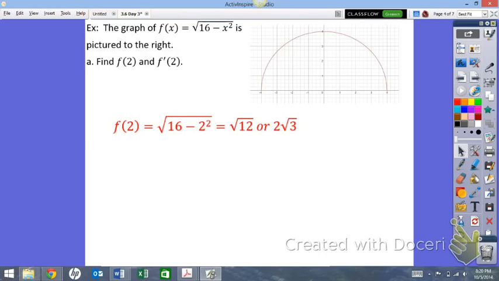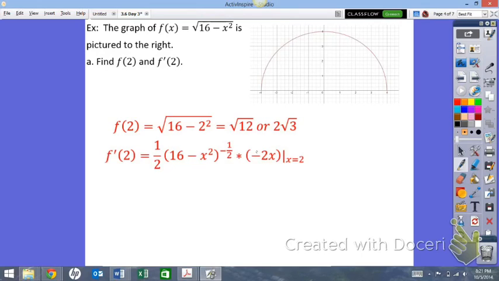And then to find f prime of 2, I'm going to differentiate that. So once again, I want to look at the square root of 16 minus x squared as 16 minus x squared raised to the 1/2. Therefore, the outer function would be stuff to the 1/2, and the inner function is 16 minus x squared. So to find f prime of 2, I'm going to differentiate that outer function. I'll bring the 1/2 down and then subtract 1. So I'm going to then have 1/2 times that inside function to the negative 1/2, and then times the derivative of the inside. The derivative of 16 is 0, and the derivative of negative x squared would be negative 2x.